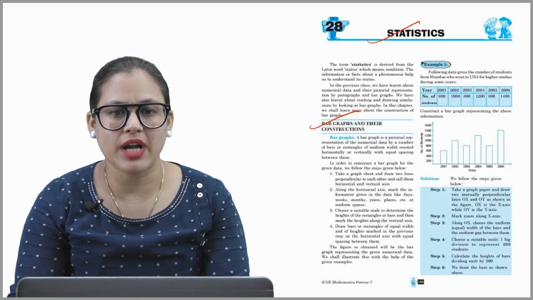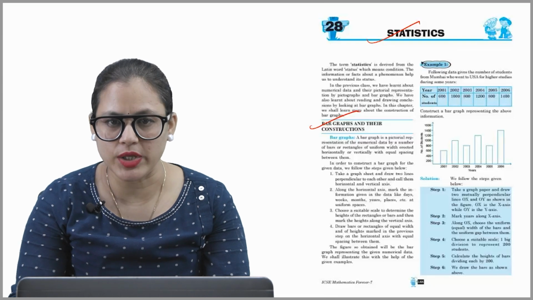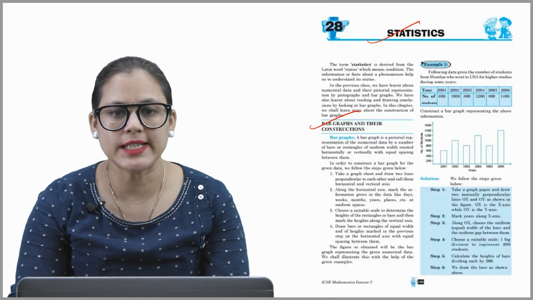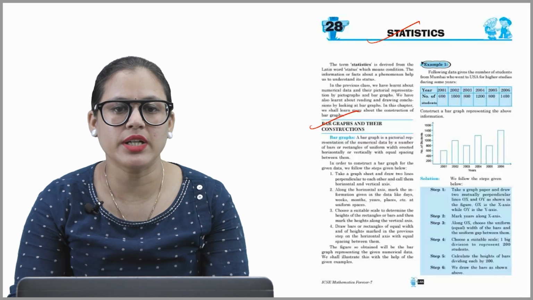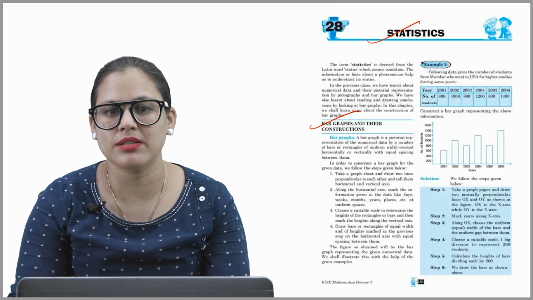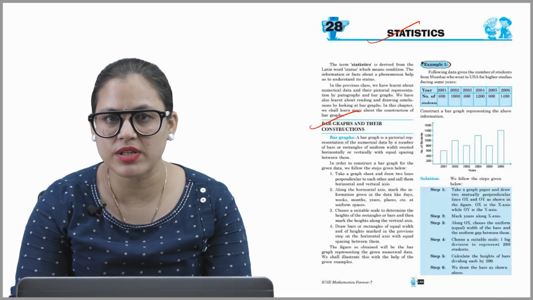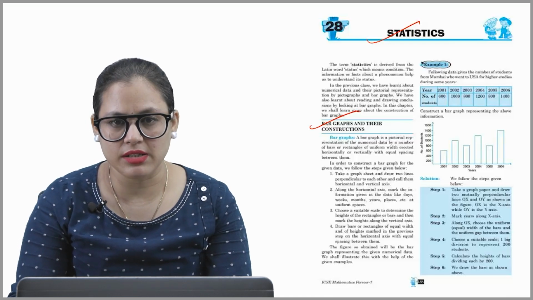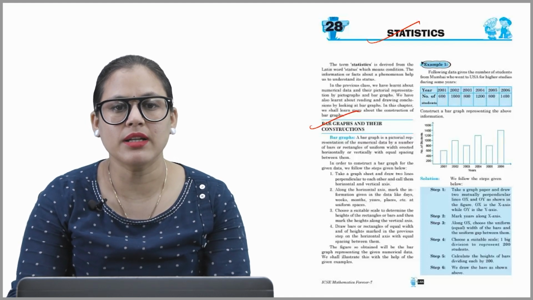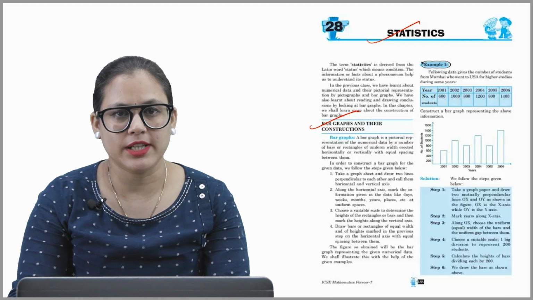Number 1. Take a graph sheet and draw two lines perpendicular to each other and call them horizontal and vertical axes. 2. Along the horizontal axis, mark the information given in the data like days, weeks, months, years, places, etc. at uniform spaces. 3. Choose a suitable scale to determine the heights of the rectangles or bars and then mark the heights along the vertical axis.